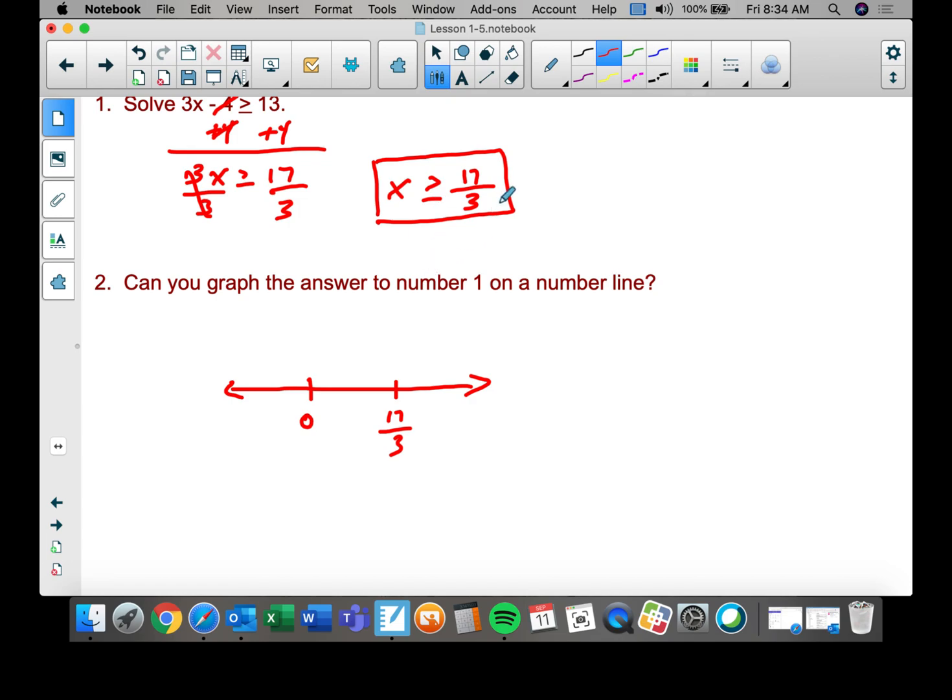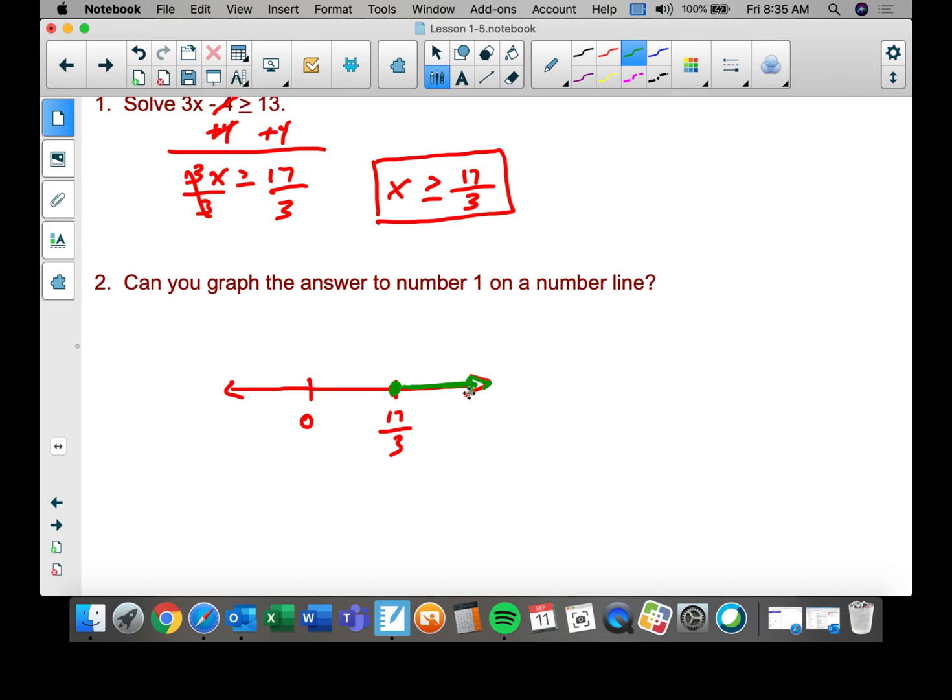Because it has an equal to, I'm going to go ahead and put a dot, in fact, let me do this in a different color. I'm going to put a closed dot right at 17 thirds. And then I want to shade where all of those answers would be. So where are the numbers greater than or equal to 17 thirds? They would be over this direction, all the ones that are greater than.